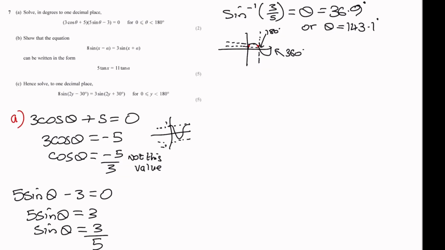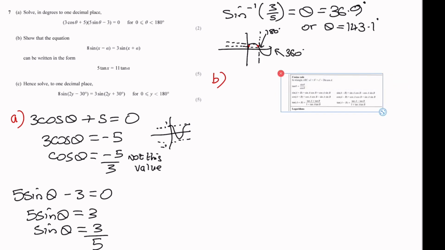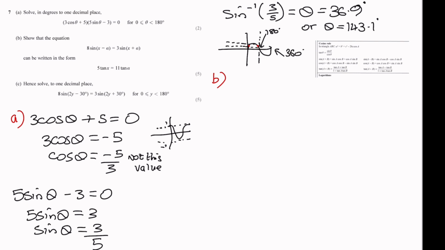B. Show that the equation 8 sine of x minus alpha equals 3 sine of x plus alpha. So both of these are going to require the double angle formula from the formula booklet. So here they are, copied and pasted from the formula booklet. Now the first one is sine of a minus b. So this bit here, we're going to use this one up here. And the second one is sine of a plus b. So we're going to use this one here. The a and the b replaced by x and alpha.